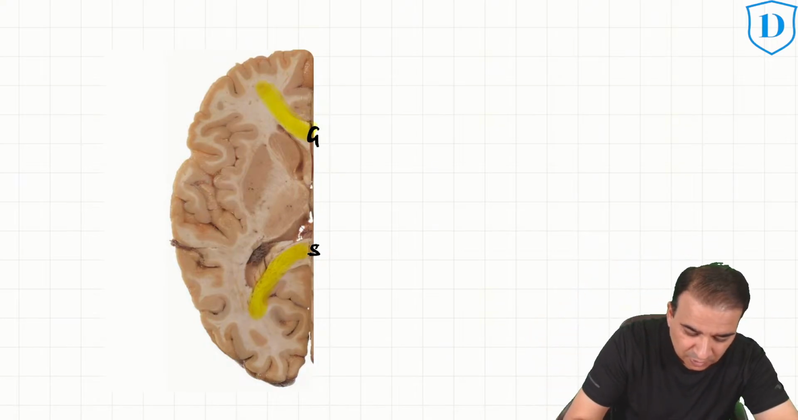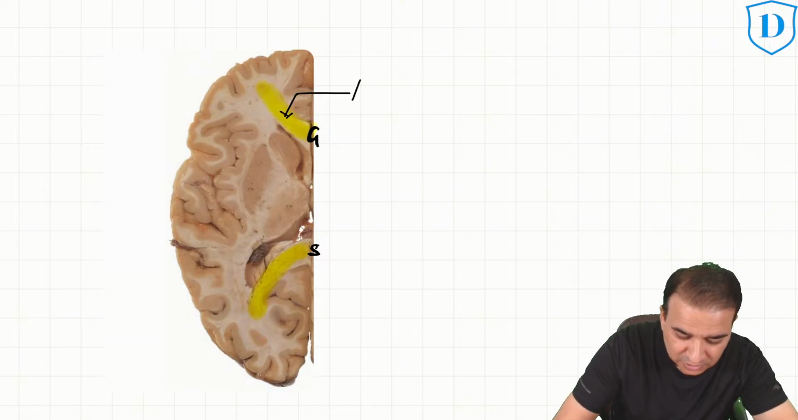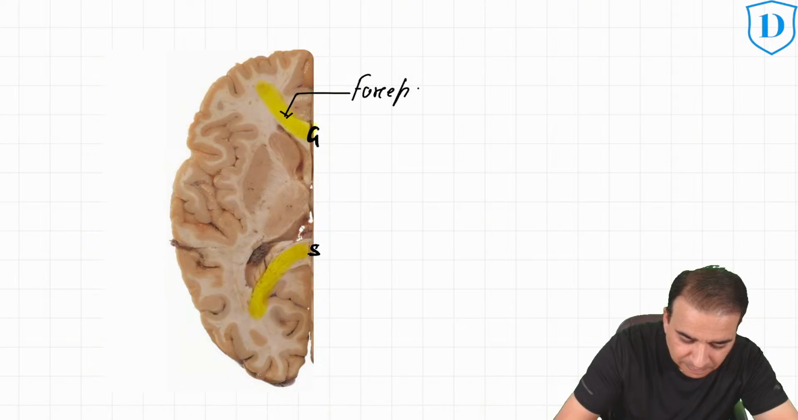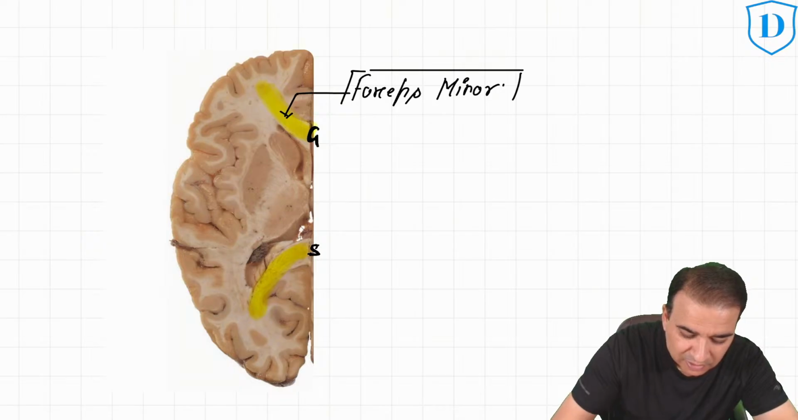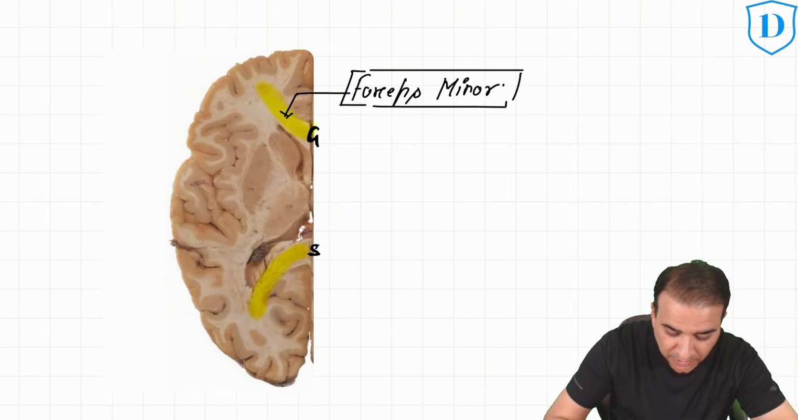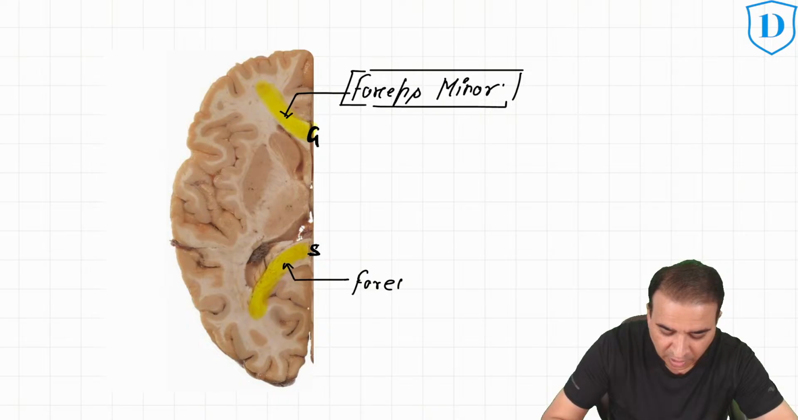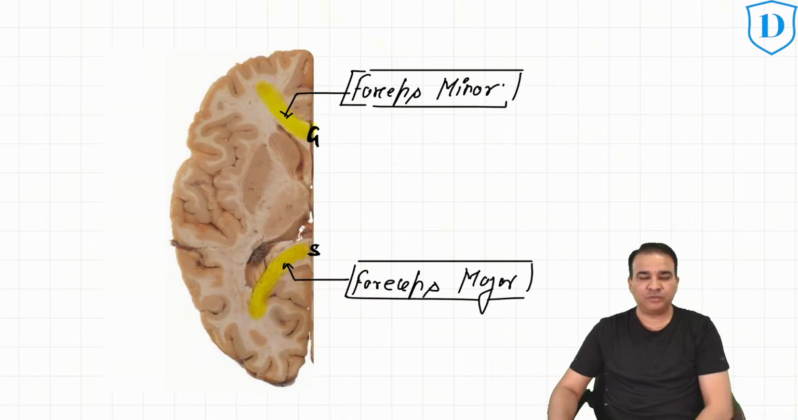So this white matter bundle, which is an extension coming from the genu of the corpus callosum, is called as a forceps minor. Forceps minor are the fibers of corpus callosum जो कि genu से बाहर निकल के आ रहे हैं. And the one which is running from the splenium posteriorly, that is called as the forceps major. Forceps minor and forceps major.